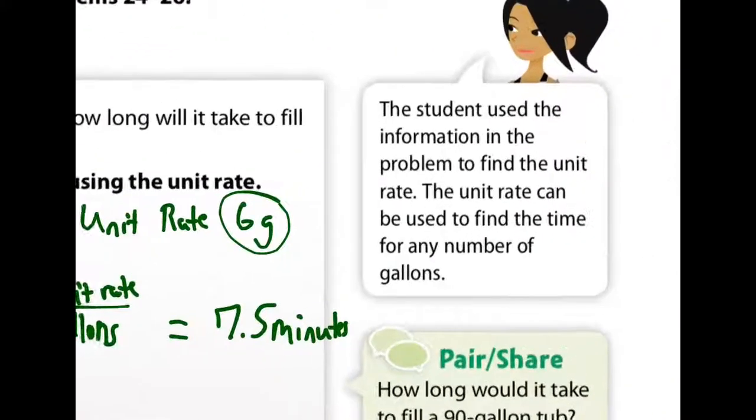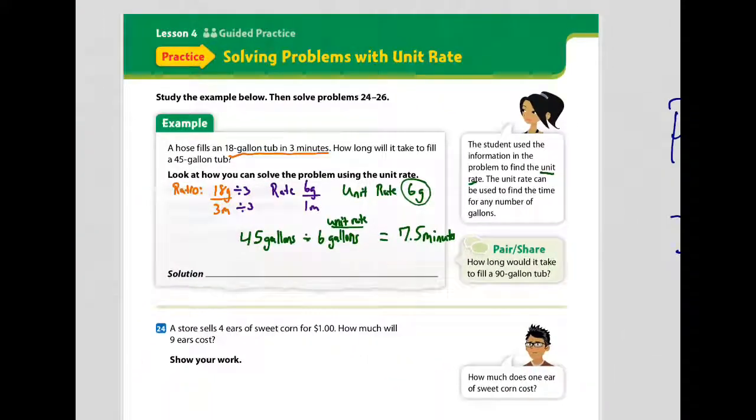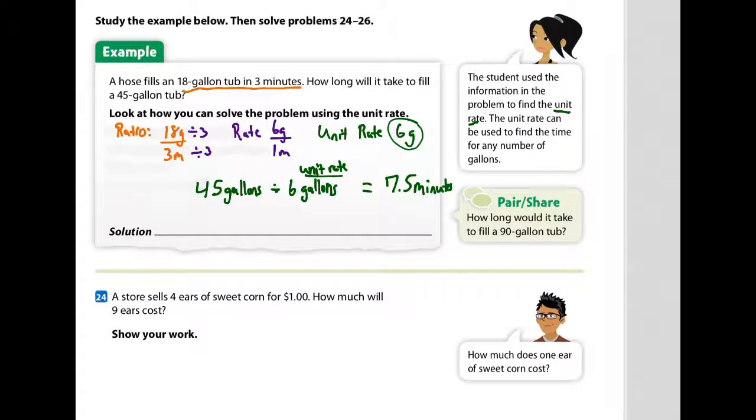Now, notice up here what this lady says. It says the student used the information in the problem to find the unit rate. Remember, the unit rate was 6 gallons. The unit rate can be used to find the time for any number of gallons. Now, this is a pair share I am going to have you do. So we figured out that, what was the question? How long will it take to fill 45 gallons? So 45 gallons in 7.5 minutes, right? So we figured out that ratio right there.